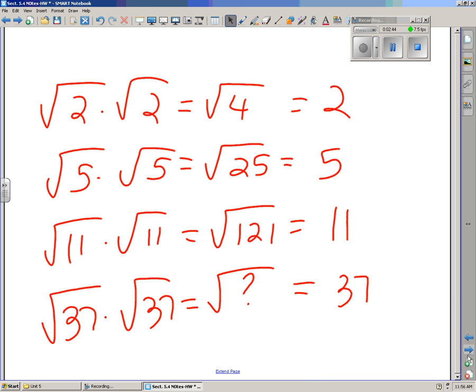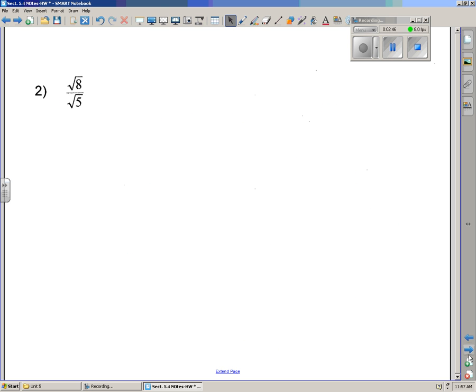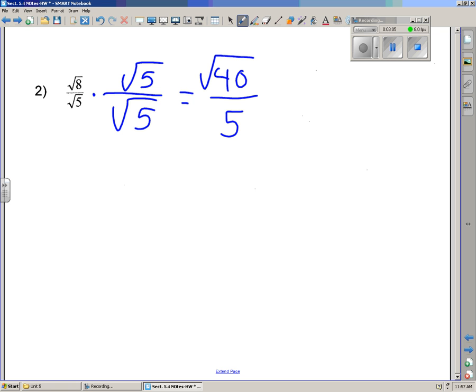So the next one is square root 8 divided by square root 5. We need to get rid of the radical in the denominator, so we're going to multiply both top and bottom by that square root. The whole reason why we're multiplying radical 5 by itself is to get rid of the radical and just have the number. On the top, by the product property, it becomes radical 40.